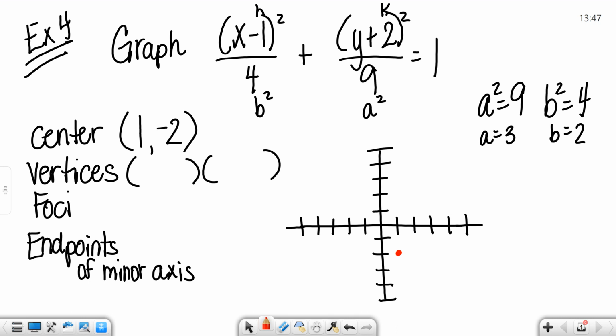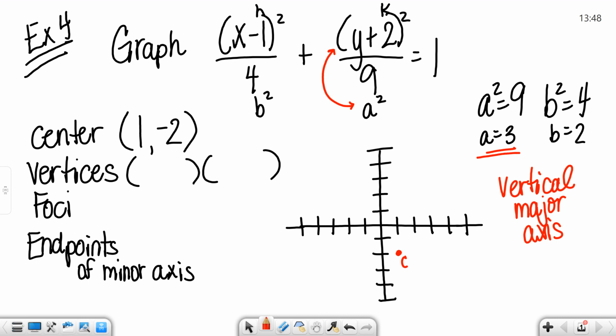Couple of things we need to know next. First thing I need to know is this a horizontal or vertical major axis? Now that, remember, we look at where the A value is, it's up under the Y. So this is a vertical major axis. A vertical major axis. So if this is my center, then my major axis is a vertical line.